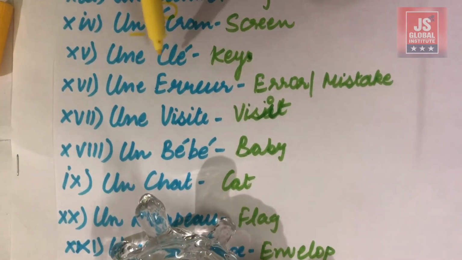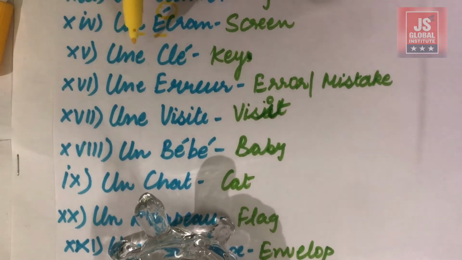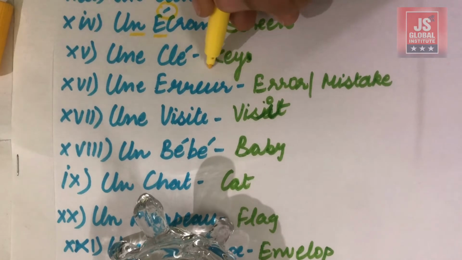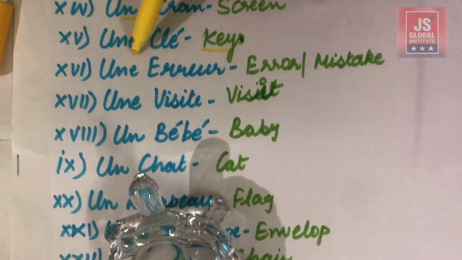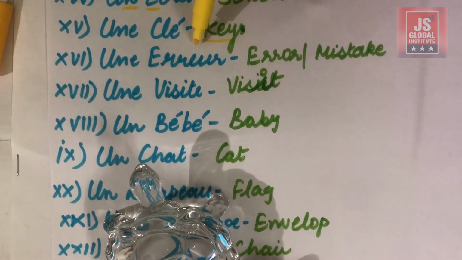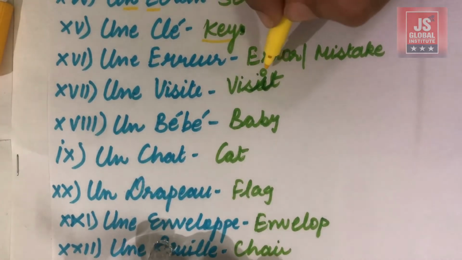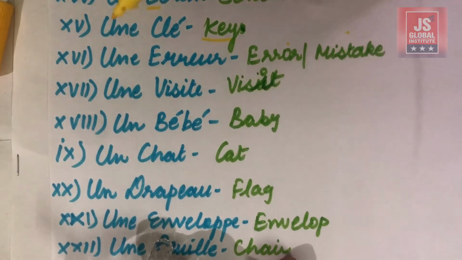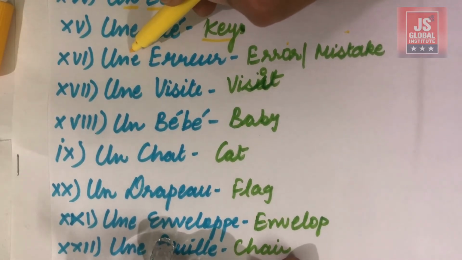Alright, moving forward. Une clé, clé means key. Alright, une erreur, so this is the same as that in English, that is error or mistake. Alright, so that is also feminine in French.